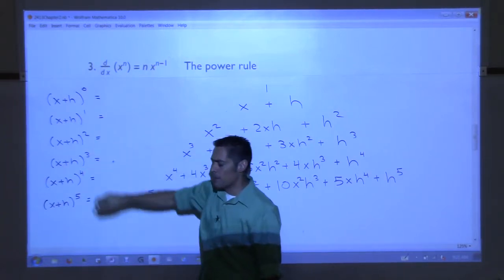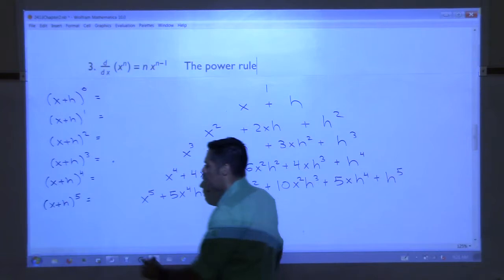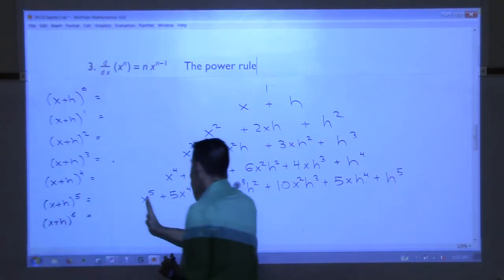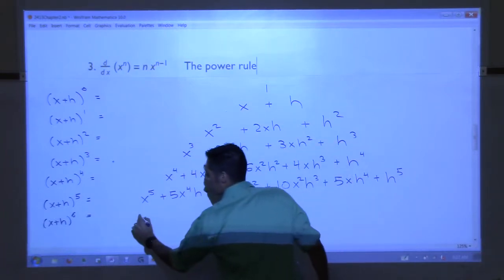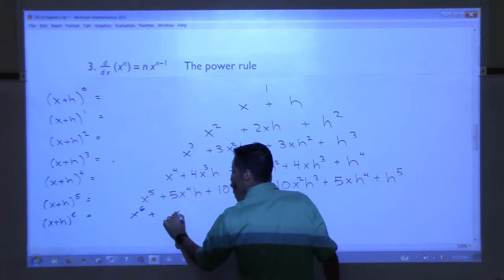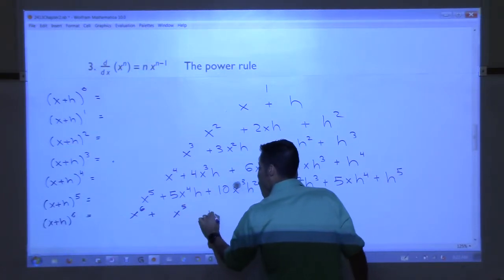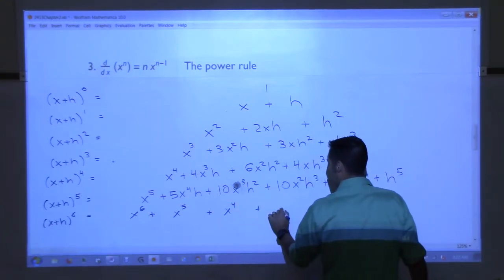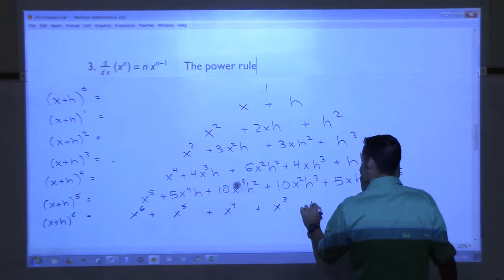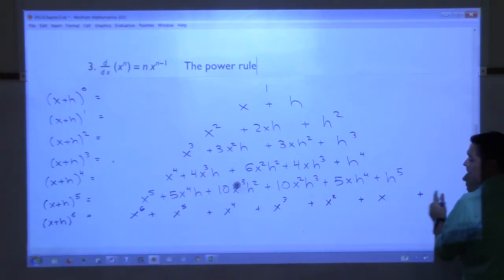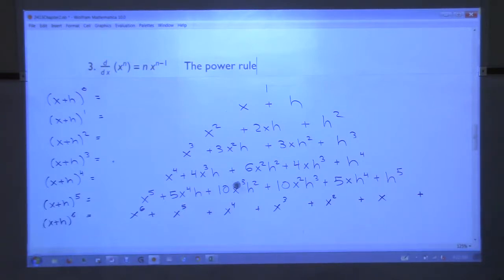Given that information, for x plus h to the sixth, if I just write the x's down, what should I have first? X to the sixth, then plus something, and x to the what? Fifth, and then plus something again, and x to the fourth, and then x cubed, and eventually an x squared, and then an x, and then eventually I won't have any x's. That's the pattern.